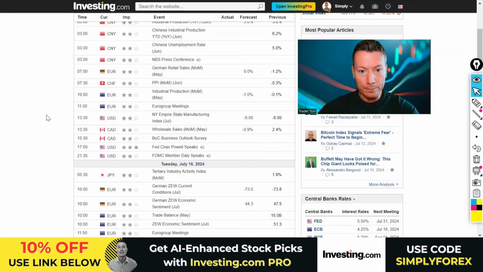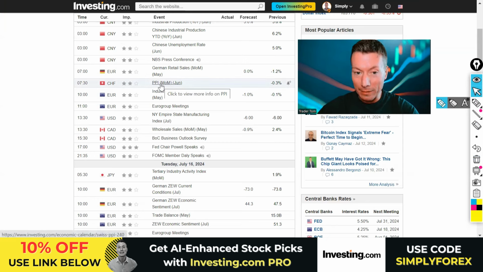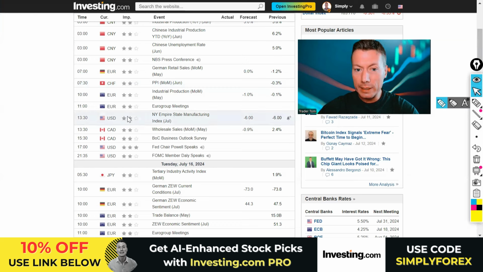If we scroll down, the first piece of news we're interested in is this. It's 7 o'clock, German retail sales. This is all London GMT. German retail sales coming out of the euro could move some euro pairs. And then 30 minutes later, coming out of Switzerland, we got PPI. This is a big figure for the Swiss, so we must be aware of that. After that, guys, at 1:30, I'd keep an eye on this New York Empire State Manufacturing. If that's a big miss on expectations, that could move US dollar pairs.